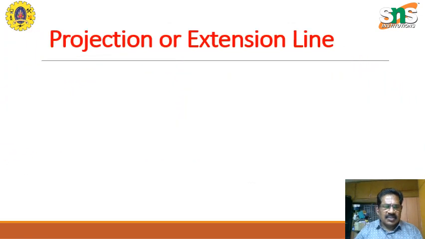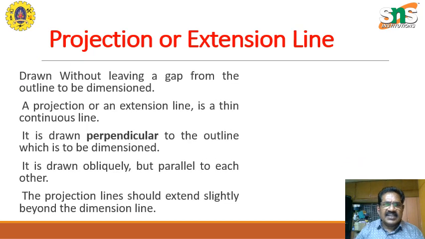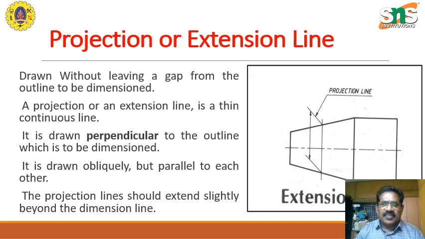Okay. So the projection of the extension line goes like this, drawn without leaving a gap from the outline. That's what we said. It is drawn perpendicular to the outline edge which is to be dimensioned. It is drawn obliquely, but parallel to each other. The projection line should extend slightly beyond the dimension line, just to show that it is a dimension. Otherwise, we'll tend to take it as an edge. And so this is the extension line.